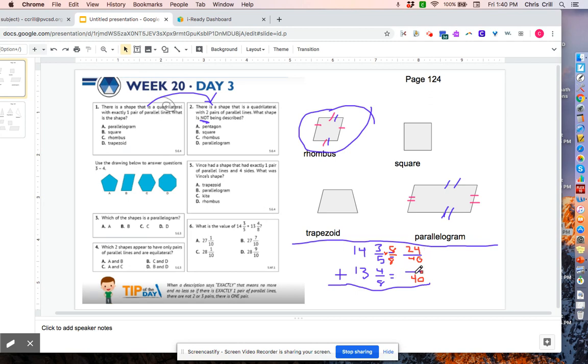24 40ths. Down here, I'd be multiplying 4/8 times 5/5. Remember, that's actually like multiplying 4/8 times 1, the equivalent of 1. 8 times 5 is 40. 4 times 5 is 20. Now I'm ready to add, because I have a common denominator. 24 plus 20 is 44.